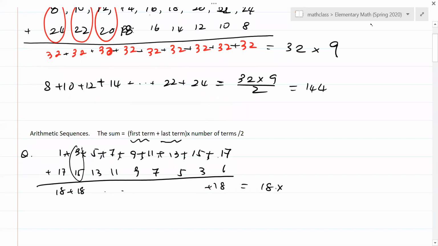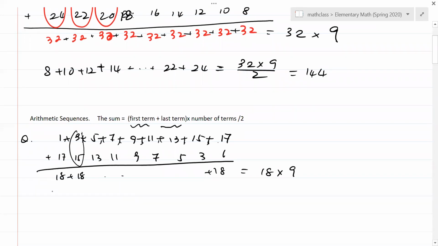You still have to figure out how many terms, right? It's 9. So you say it's 9, okay? So you multiply by 9, okay? Then the answer, the sum, is going to be 18 times 9 divided by 2, right? The answer is 81. But if you use a formula, okay?